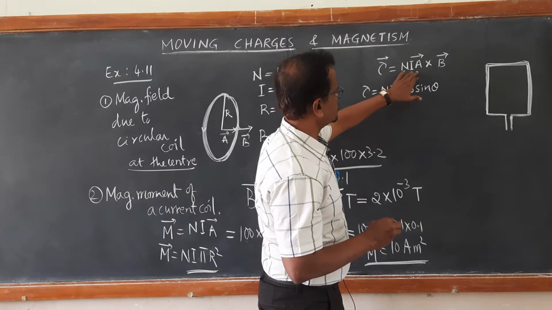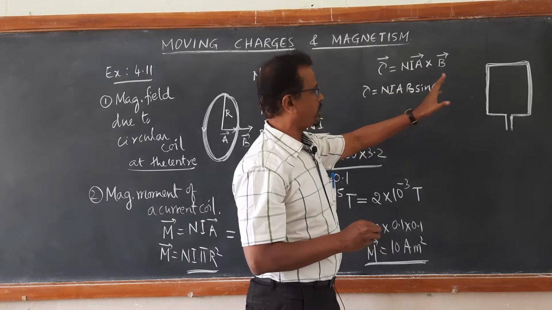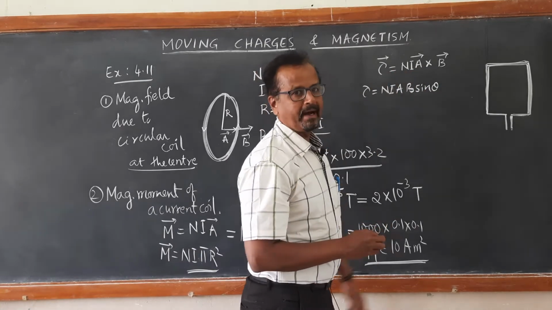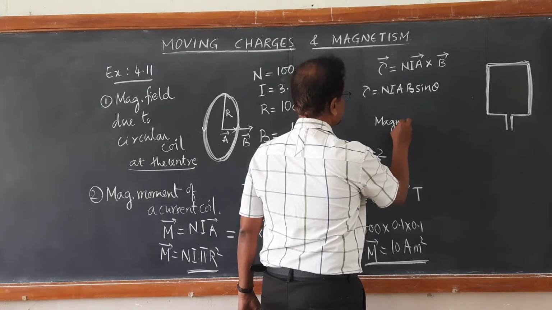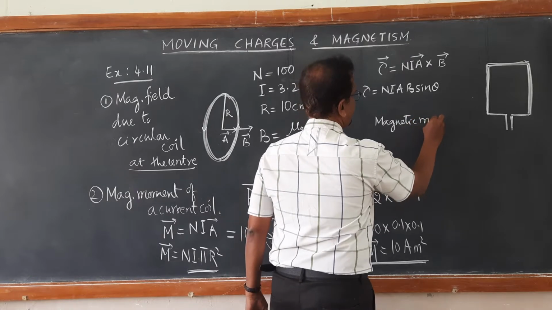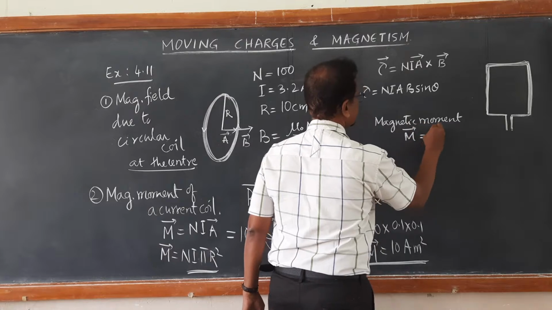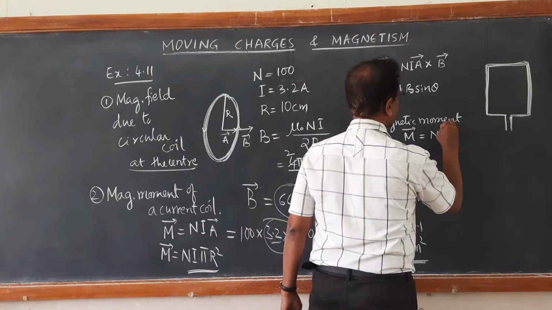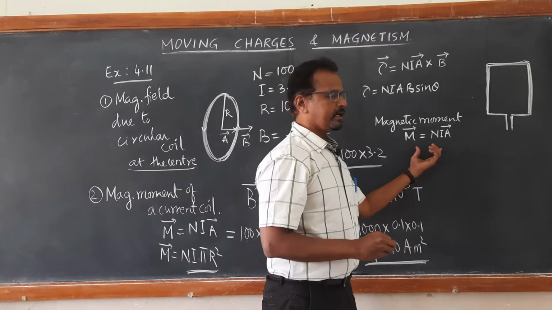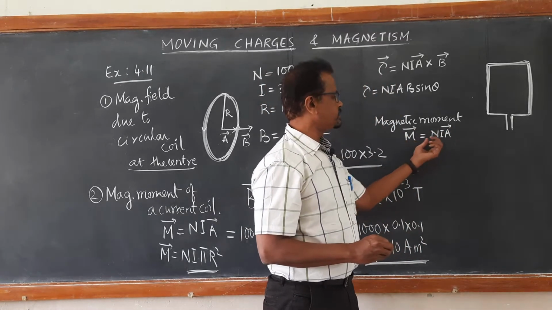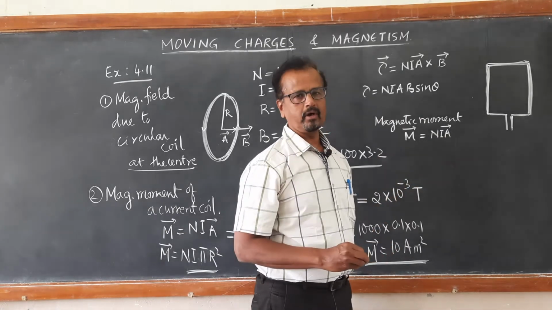Here we come across one quantity, that is the number of turns into current into area of the coil. This is called the magnetic moment of the coil, denoted by M. It is equal to NIA. This magnetic moment is also a vector quantity. The magnetic moment is due to the number of turns, current and the area of the coil.